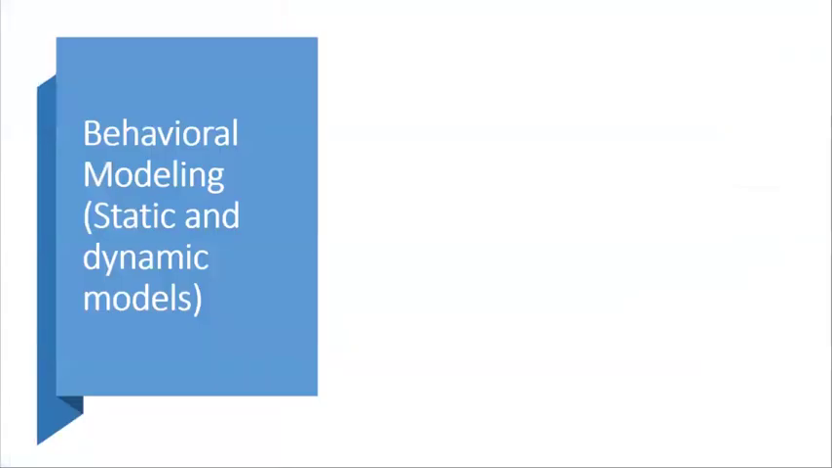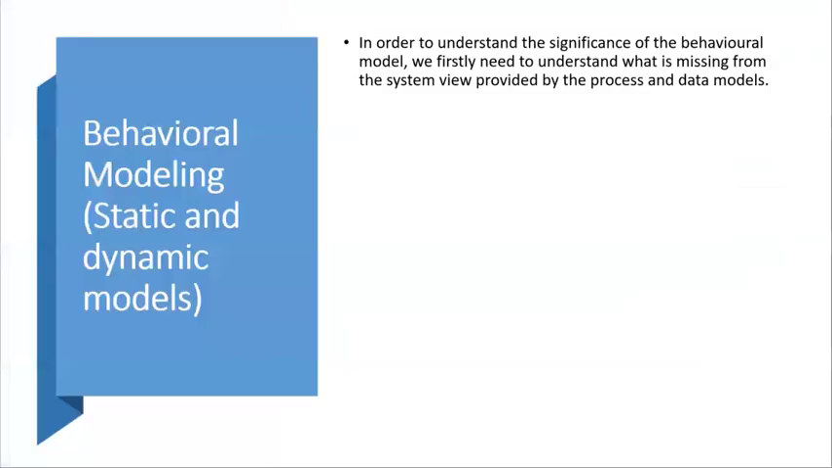Behavior modeling. So far, we have looked at two perspectives of the system, and we know what the two models do. But now there is a third aspect which is still missing. Neither of the two models, meaning the process and the data model, shows how the system behaves over time.